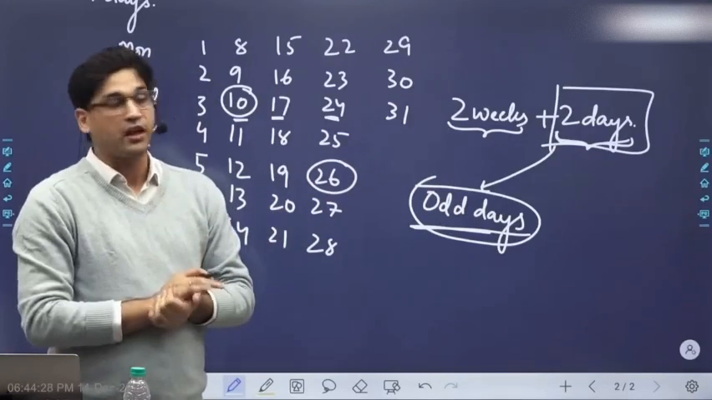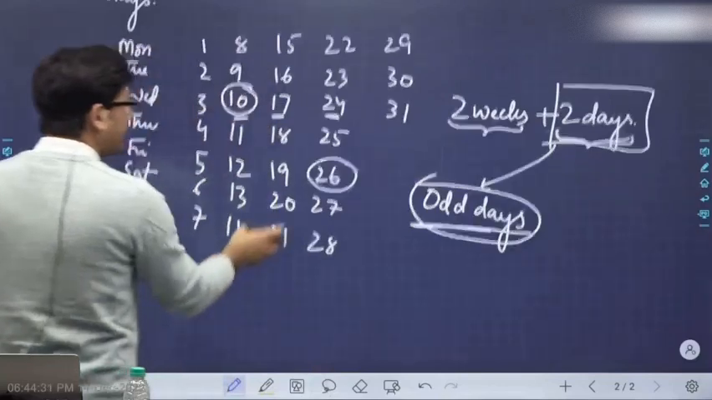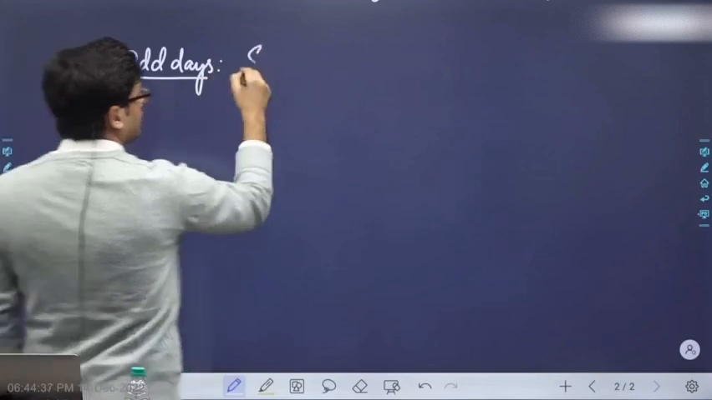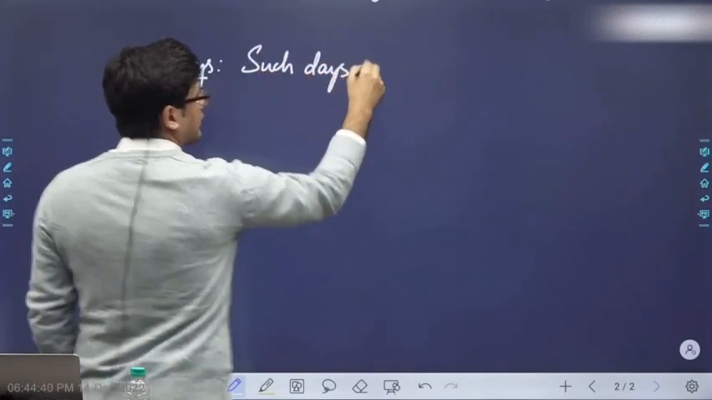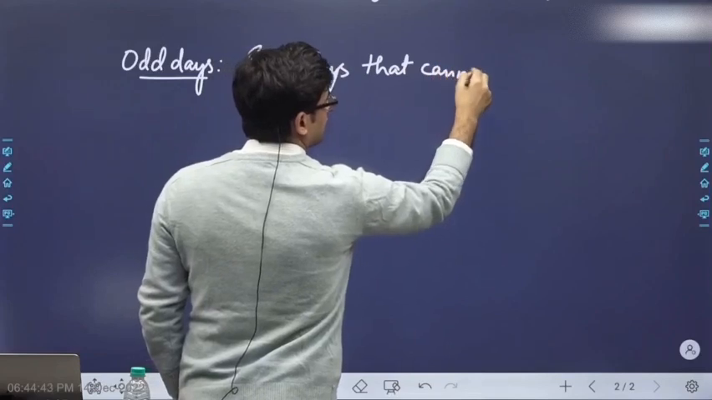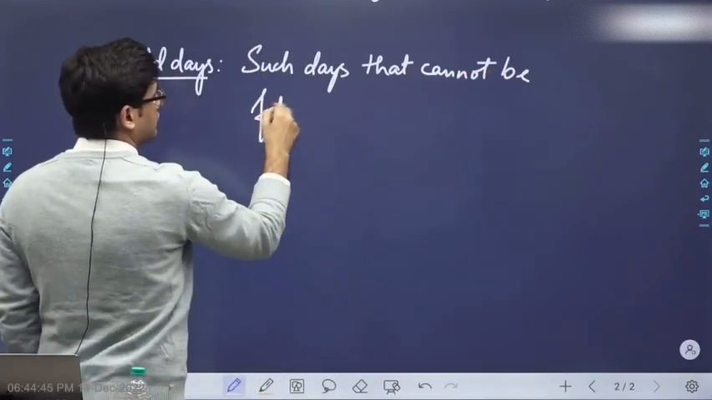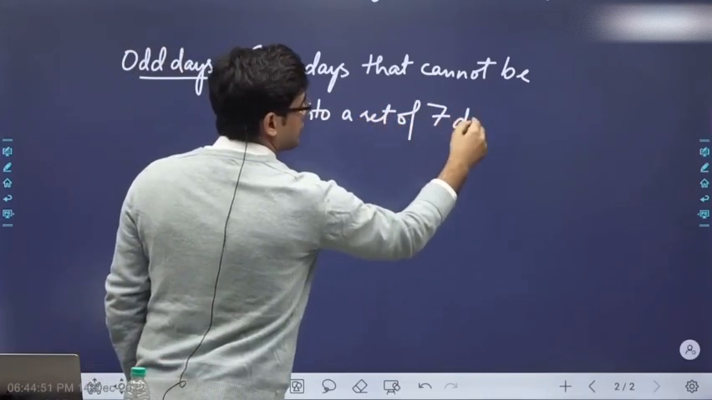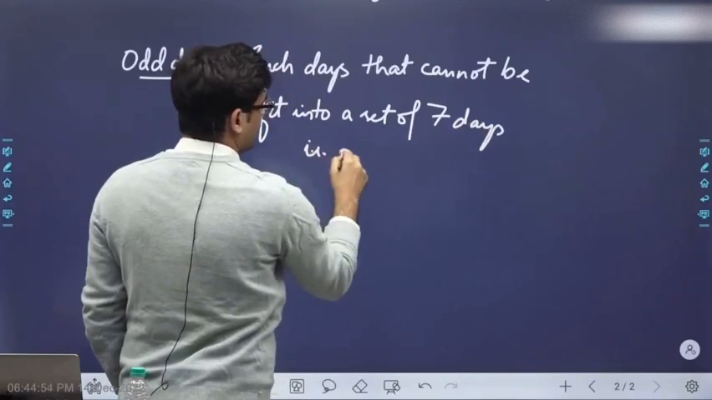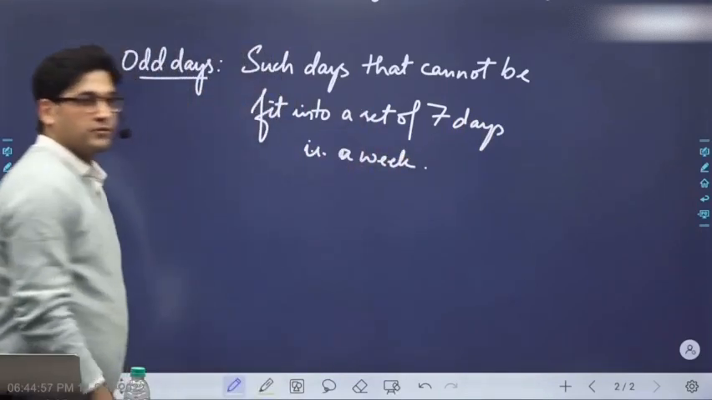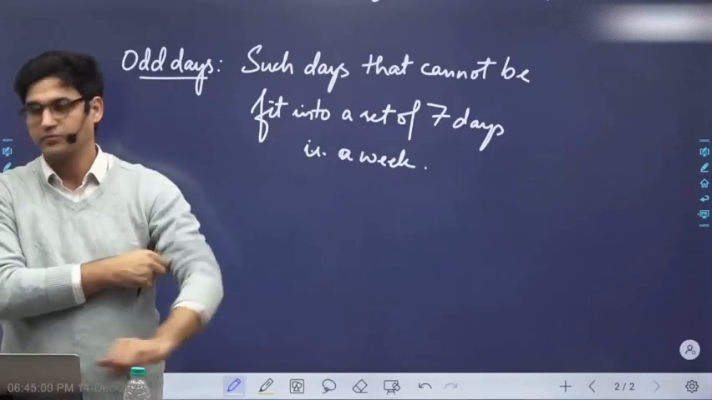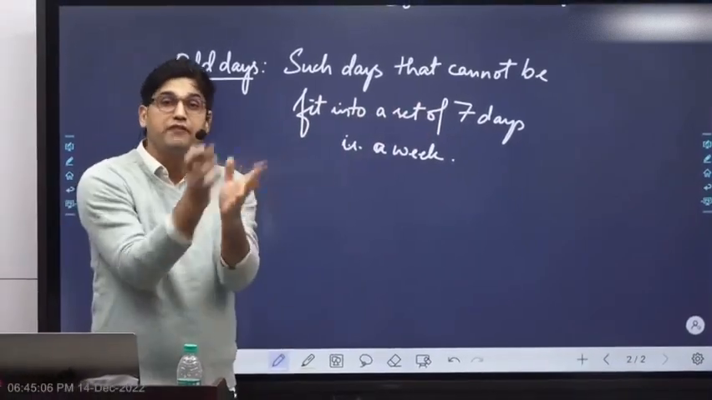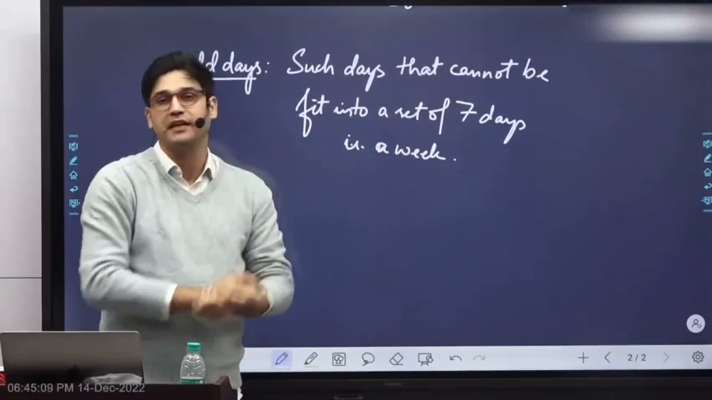Very, very simple. Write down what odd days are. Odd days are such days that cannot be fit into a set of 7 days, that is, a week. Write it down. What are odd days? Odd days are such number of days that cannot be fit into a set of 7, or that cannot be fit into a complete week.